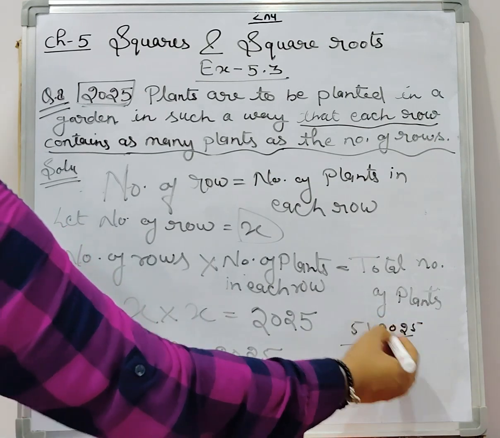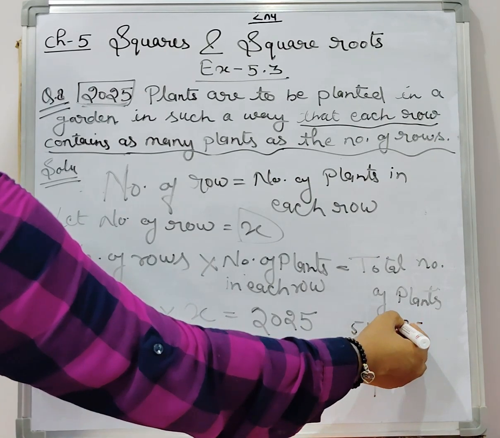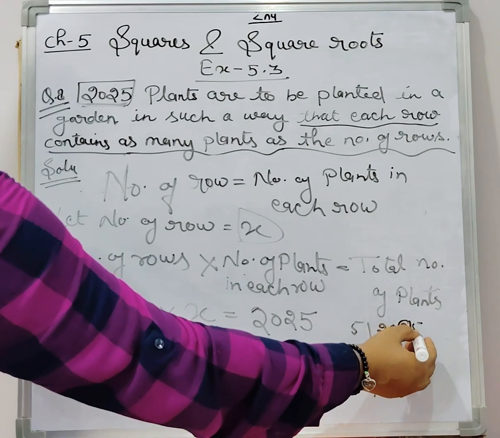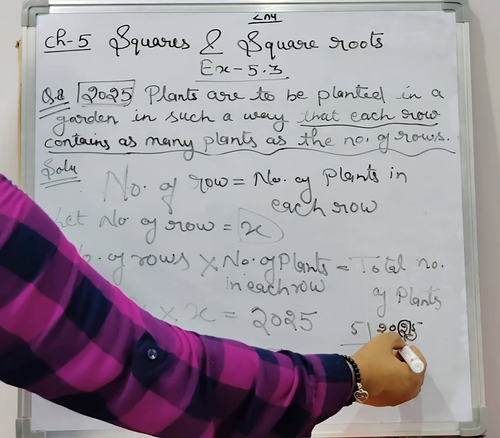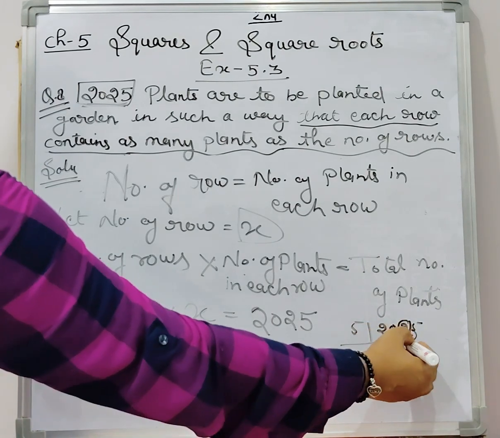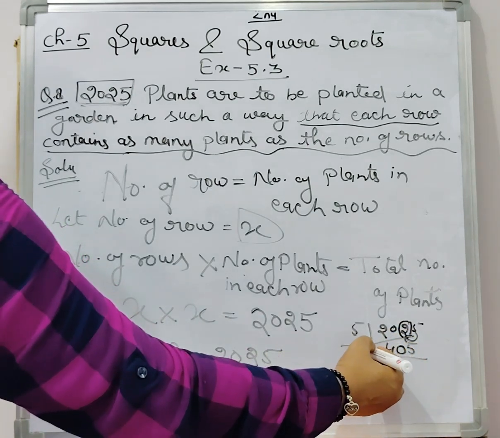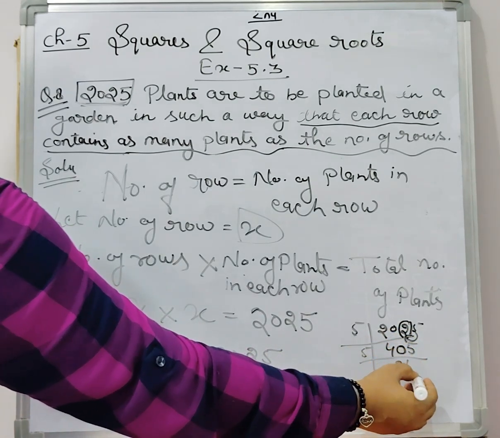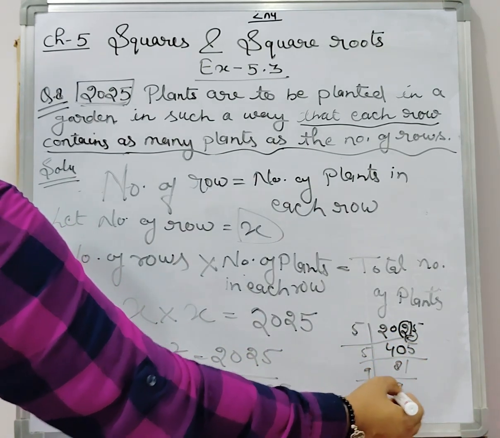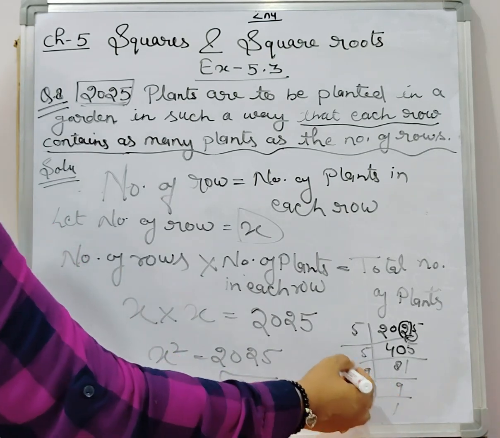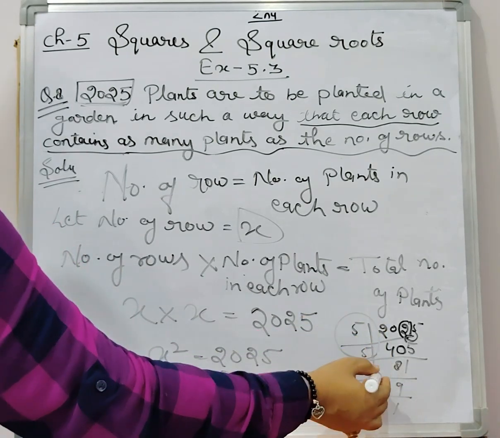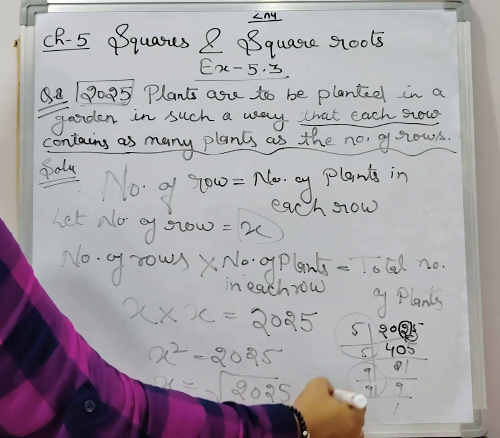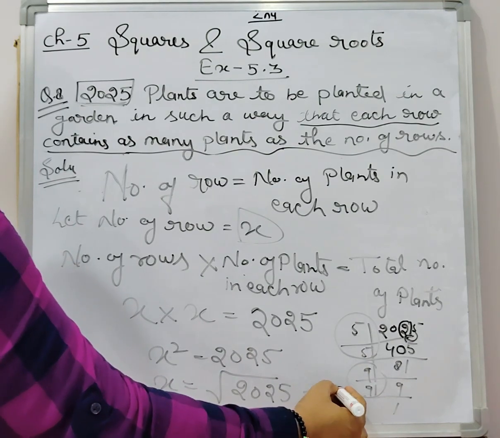That will be 5 4s are 20. Again, a single 2 can't go, so you need to take 5 along with it, and before that put 0. 5 5s are 25. 5 8s are 40, 5 1s are 5, 9 9s are 81, and 9 1s are 9. So 9 and 5 form a pair, 9 5 is 45. Your answer will be 45.